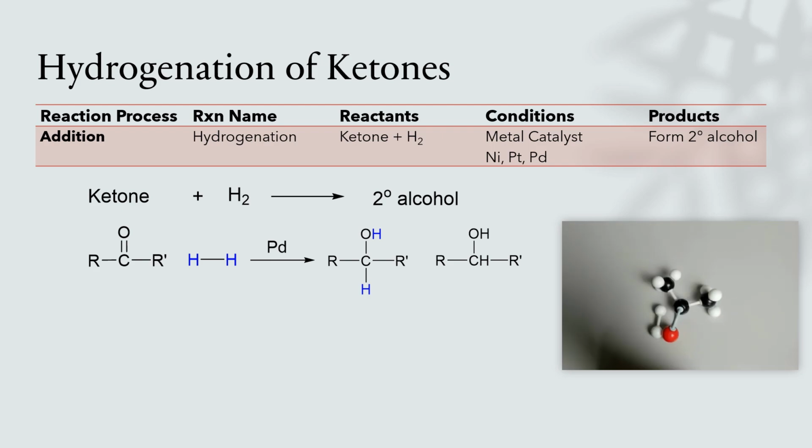With our ketones, the carbonyl is in between two R groups or alkyl groups. Same process is going to happen where a hydrogen will go to the carbon and the other hydrogen to the oxygen. We still need that catalyst to break the hydrogen apart because it's not reactive otherwise. If we look at the process of reducing acetone or propanone with our hydrogen.